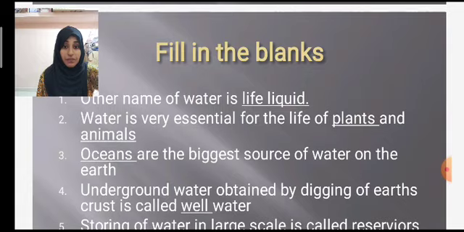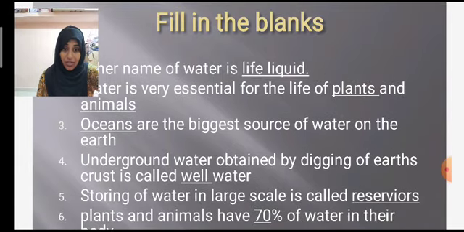So, let's go with another question. Dash is the biggest source of water on the earth. The biggest source of water on the earth is oceans. Oceans are the biggest source of water on earth.